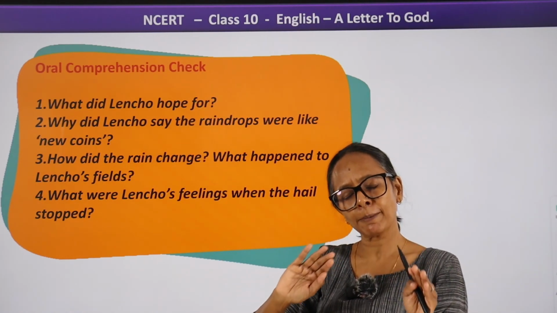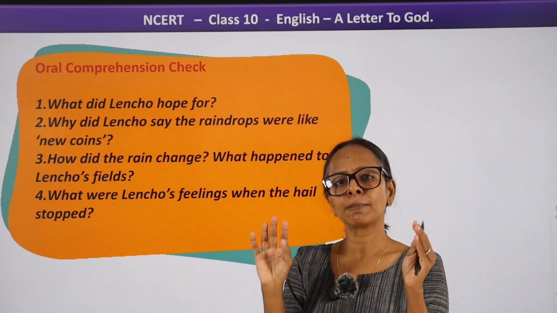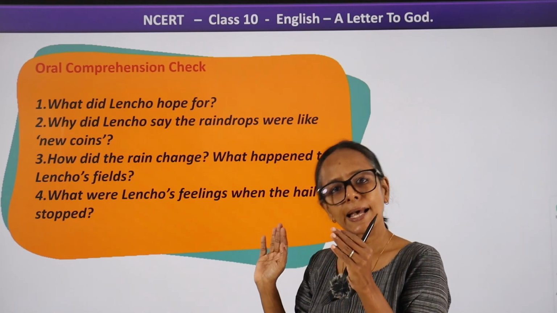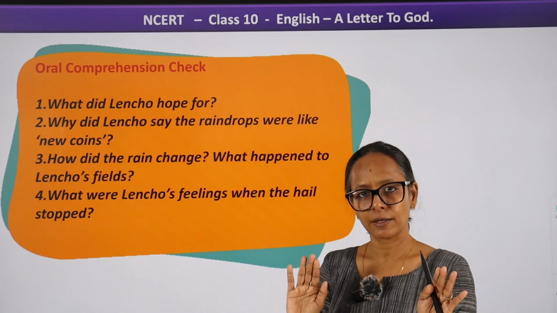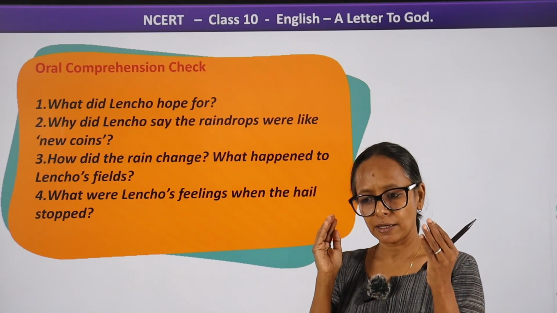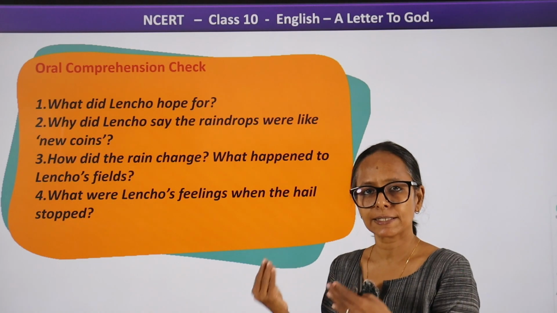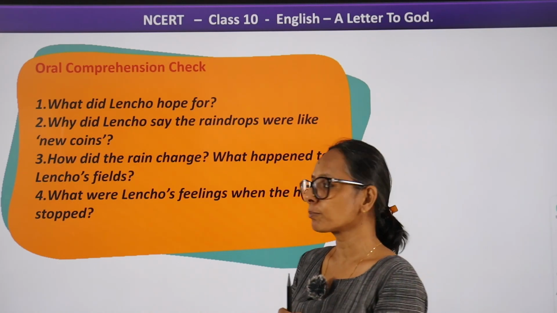So what did Lencho hope for? He was a simple man. He wants very minimal things in life. All he wants as a farmer is for his crops to grow. So he was hoping for some rain. Simple rain, a heavy rainfall. If not that, at least some shower is what he expected or hoped for.